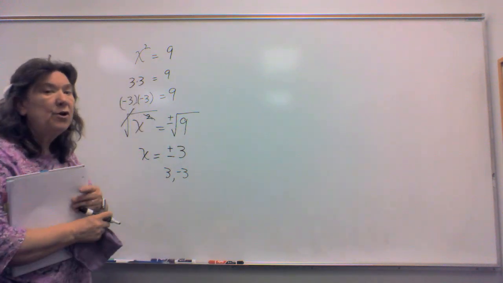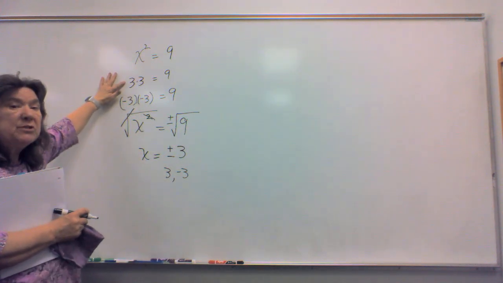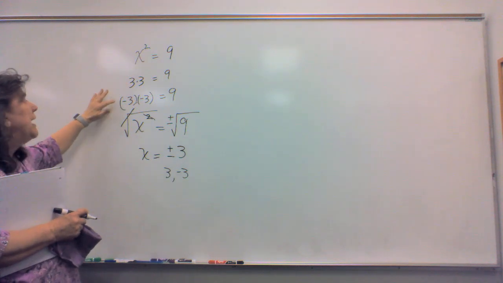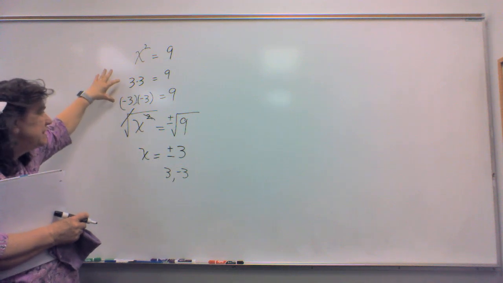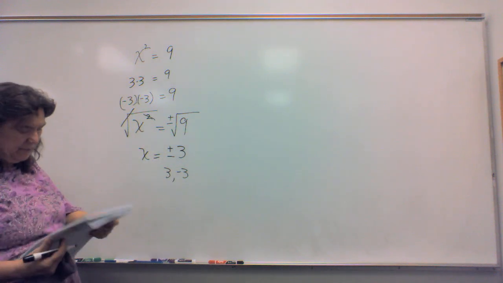So as I said, note, a positive number squared gives a positive answer, and a negative number squared gives a positive answer, and this is why we have the two possibilities.